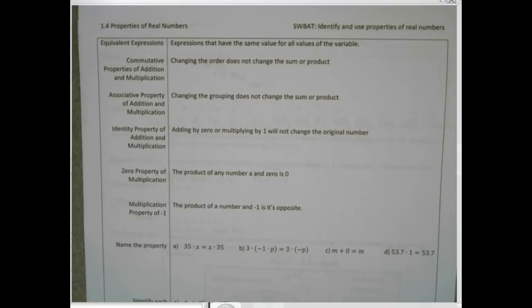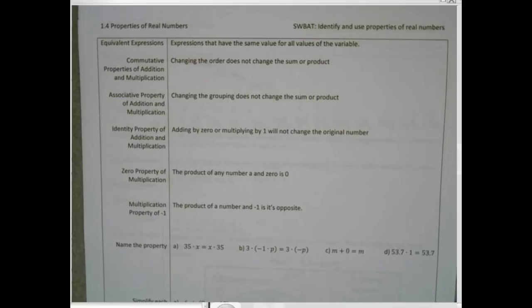Well, I would like for us to be able to identify and use properties of real numbers by the end of this. So first thing I want you to know is equivalent fractions. Equivalent fractions. Well, what is that, Ms. Fitzgerald? Nothing that we're talking about. Equivalent expressions, though, we have. Equivalent fractions was like 1/2 and 2/4. Same thing with expressions. They both will simplify to the same thing.